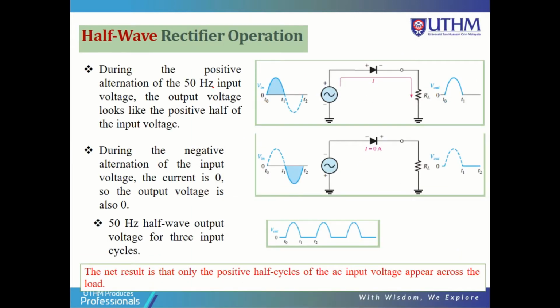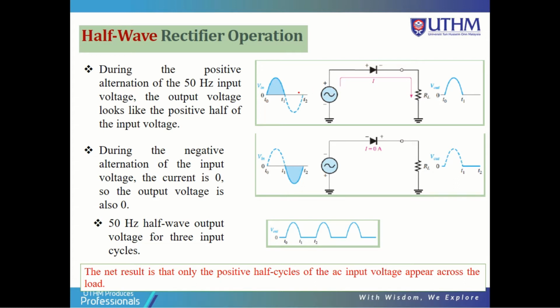Okay, kita pergi tengok half wave rectifier dulu. So untuk half wave rectifier operation, it just consists of one diode. Ini adalah circuit untuk half wave. During the positive alternation of the 50 Hz input voltage, the output voltage look like the positive half of the input voltage. Okay, kita tengok sini ini adalah arus ulang-alik ni voltage supply, AC voltage.